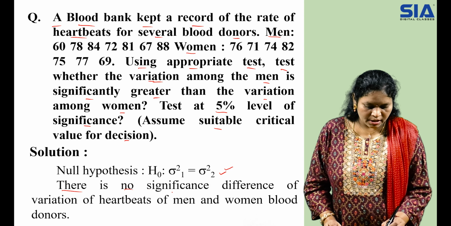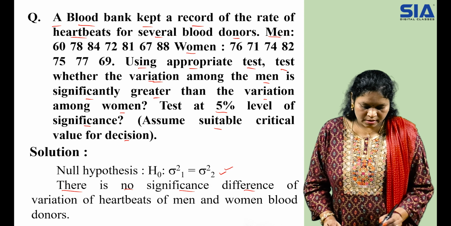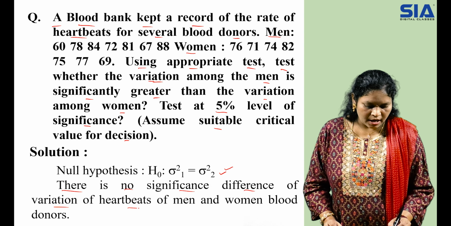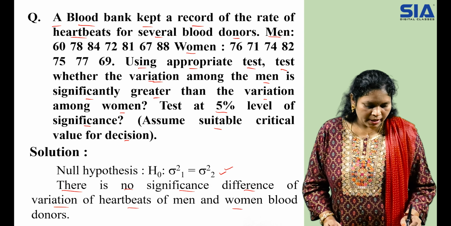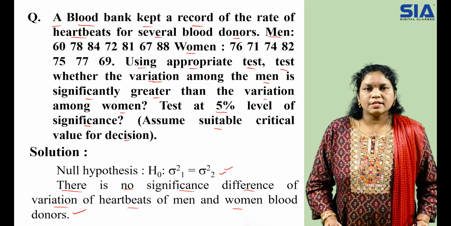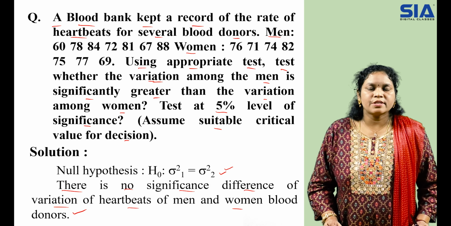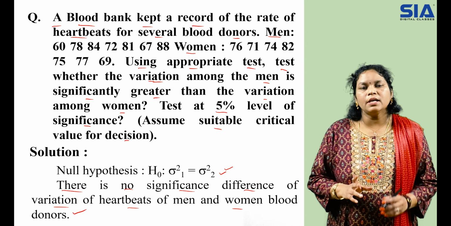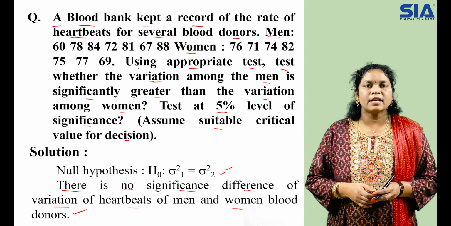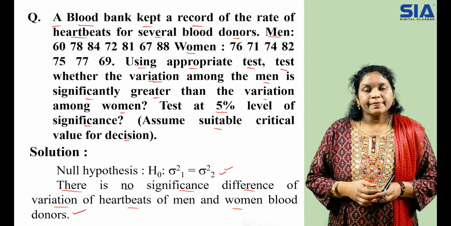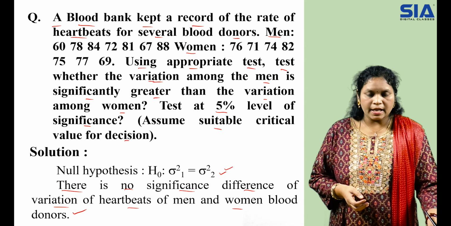So let us check the statement also now. There is no significant difference of variation of heartbeats of men and women blood donors. So here equal we are considering, right? So there is no variation, there is no difference, both men and women have equal heartbeats. That statement we have considered under null hypothesis.